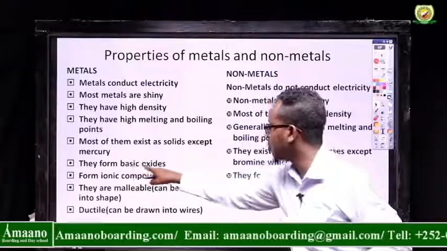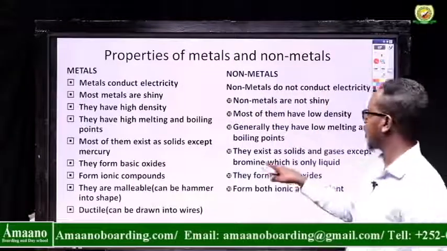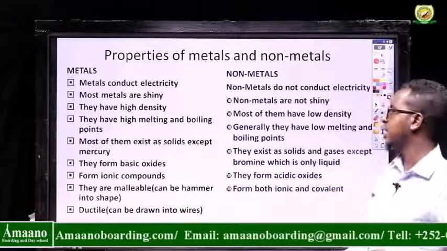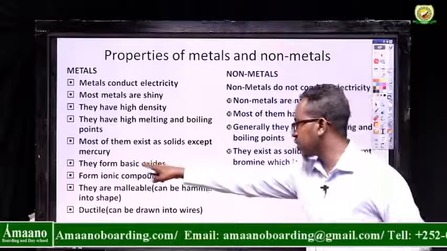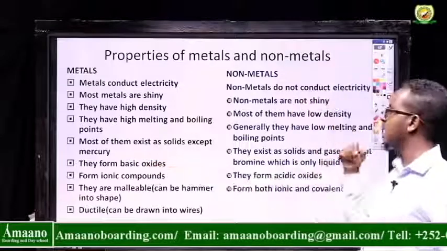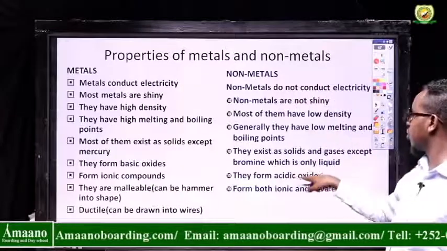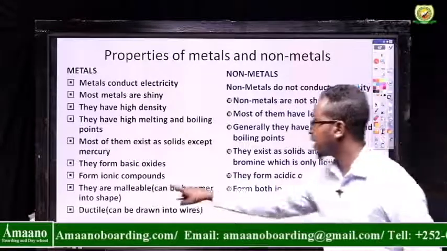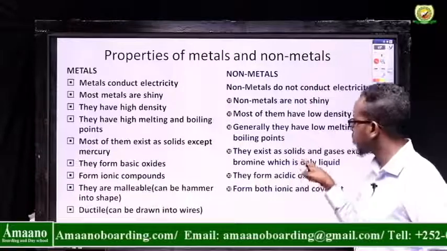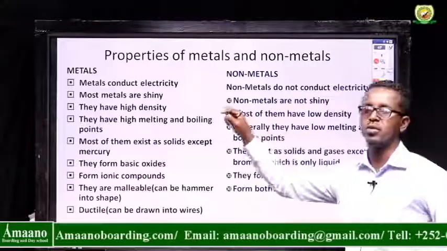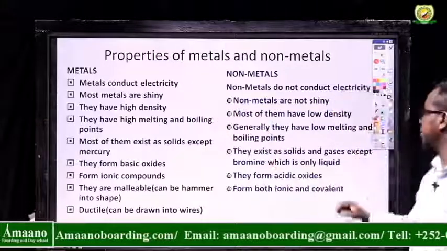Metals form basic oxides. What about non-metals? It is the opposite. They form acidic oxides. Metals form ionic compounds, while non-metals form ionic compounds as well as covalent compounds. Metals are malleable and ductile. Non-metals are not malleable and ductile. So these are the properties of some metals and non-metals.